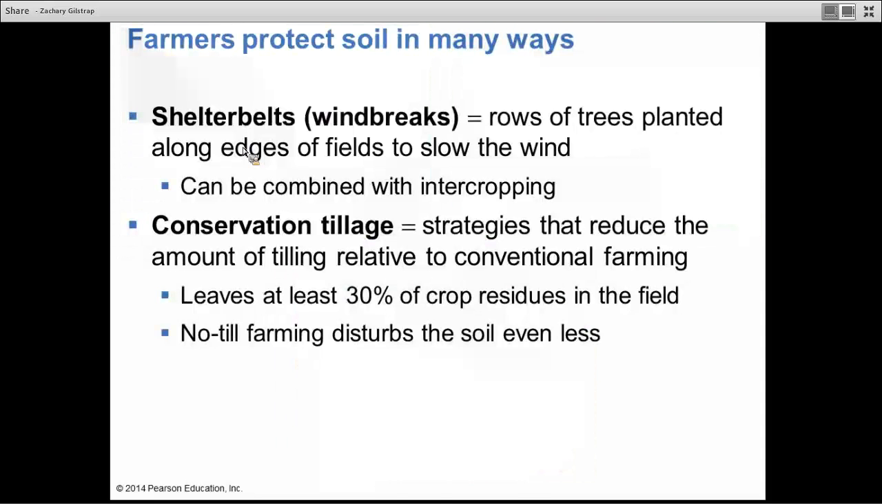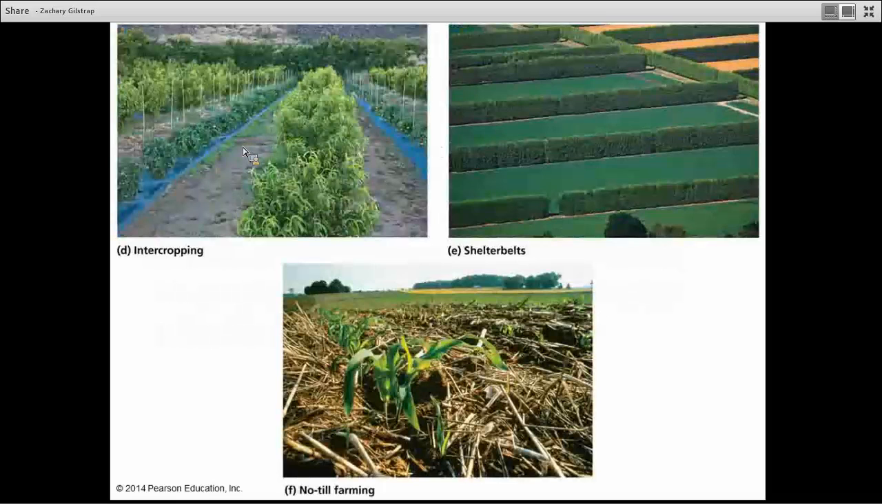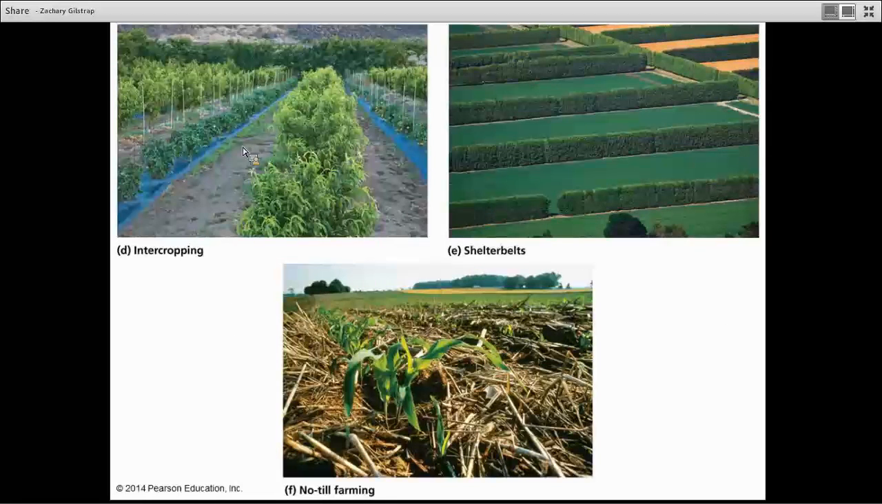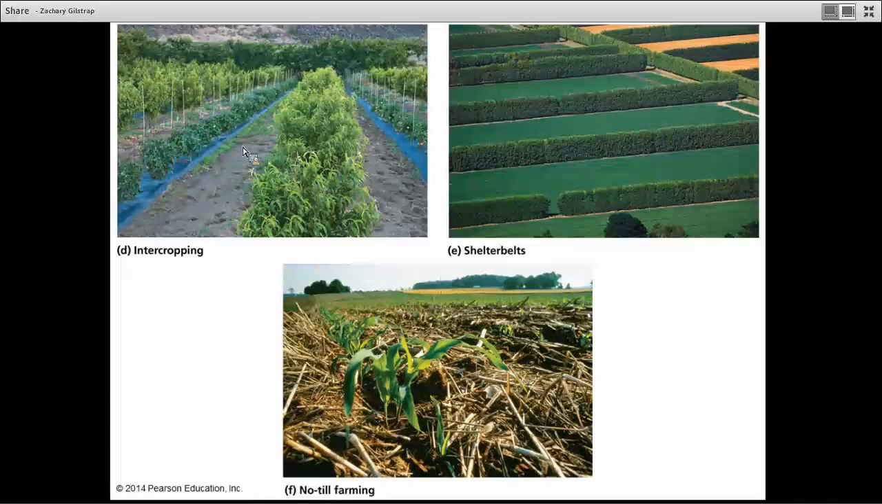And then conservation tillage describes an array of approaches that reduce the amount of tilling relative to conventional farming. And here we have examples of all of them. The intercropping of various species in alternating rows. Shelter belts are a great way to reduce stormwater runoff, and it's just rows of taller plants such as trees between rows of crops. And lastly, no-till farming. We've been talking about this since the beginning. It's just not tilling the land and leaving the old plant residue.